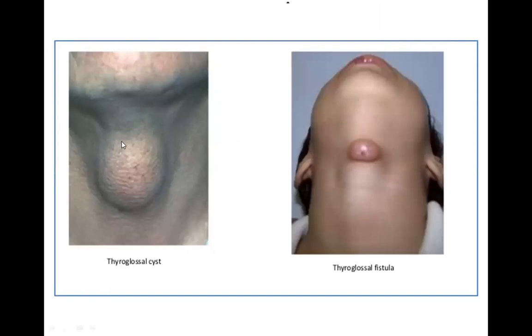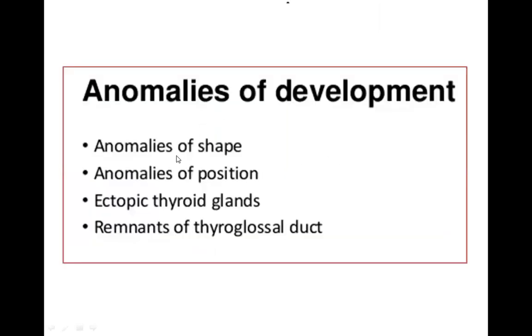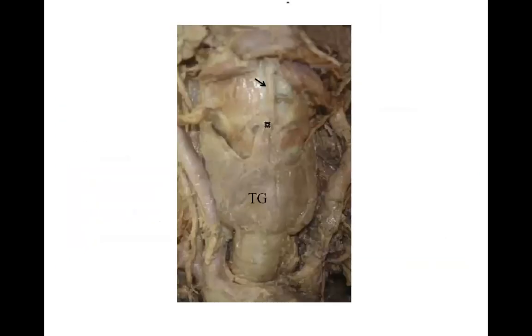So here you can see the thyroglossal cyst and thyroglossal fistula. Developmental anomalies are anomalies in the shape, anomalies of the position, ectopic thyroid glands, and remnants of the thyroglossal cyst. So these are the anomalies of the development. This is the cadaveric picture showing the thyroid gland with the pyramidal lobe, and here the thyroid glandule is present. So in this way, during the dissection, you can see the thyroid gland.